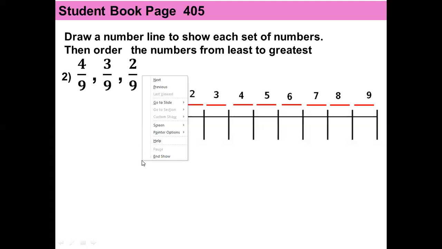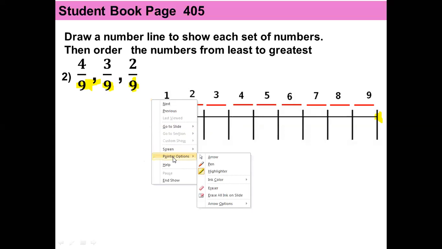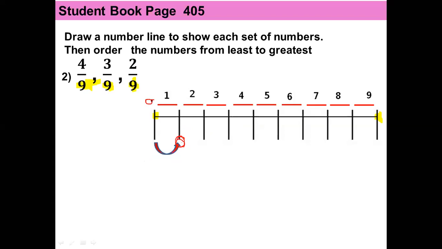Now, at this point, this is 0, right? Yeah. And this is 1. Okay. Now, look at the denominator. What is it? 9. So I will divide the area into how many parts? Into 9 parts, between 0 and 1. Yes, this is 0, and this is completely 1. This is 1, 2, 3, 4, 5, 6, 7, 8, 9. How many parts do we have in between? 1 part.